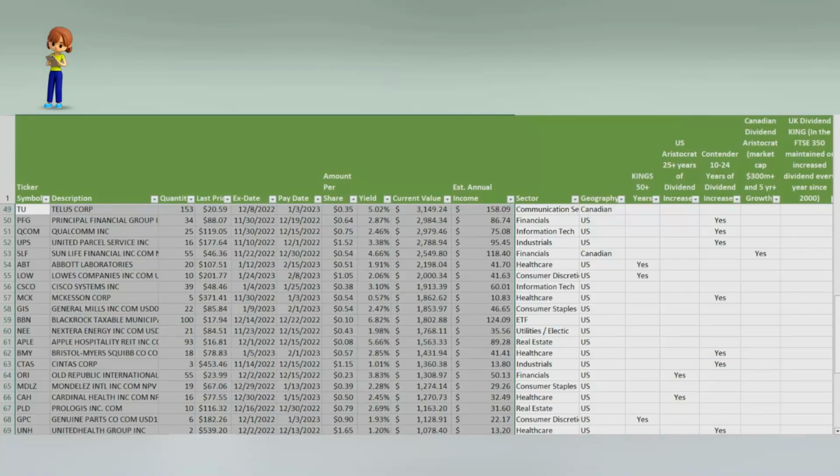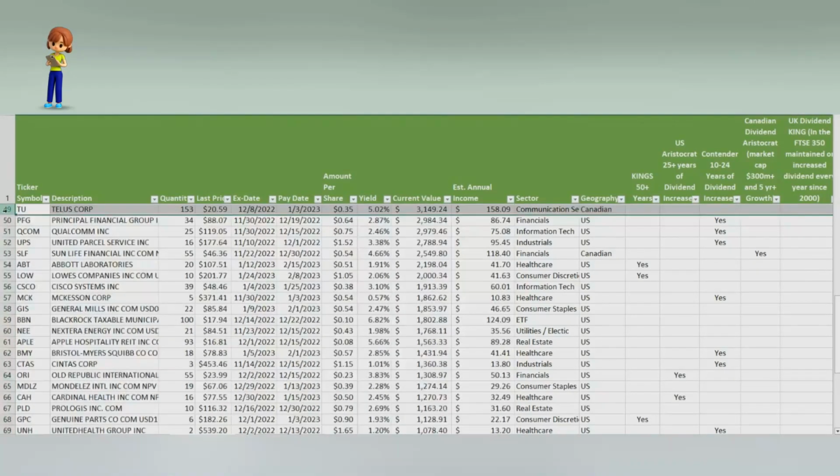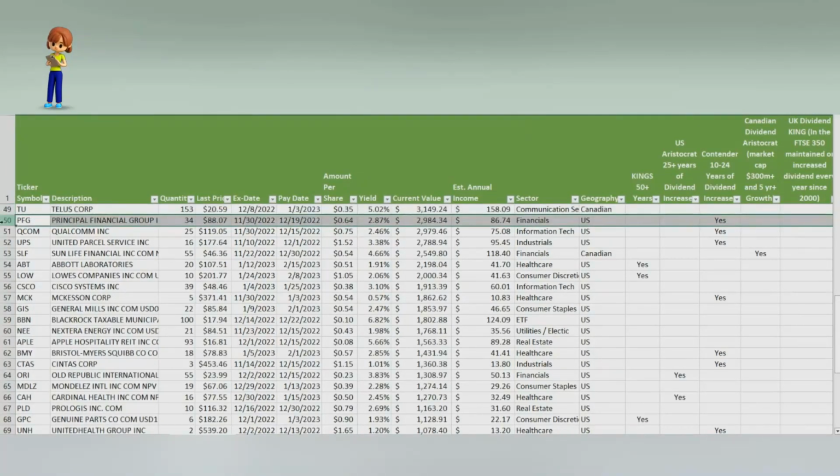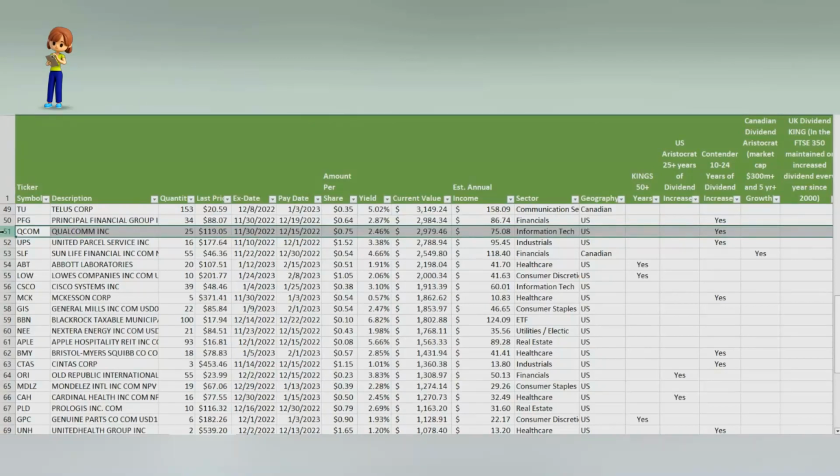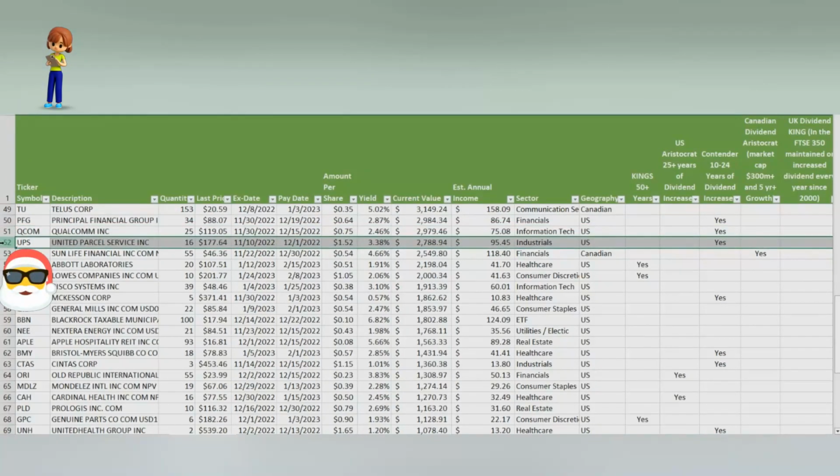Because as I've talked about before, sometimes I gain a small foothold just to evaluate and see how I like holding it before I decide that it's a more permanent position to my portfolio. And so we've got TELUS, a Canadian communication giant, PFG, a large financial company, Qualcomm, a chip maker, of course UPS, that I'm sure you're seeing outside your front door every day now.